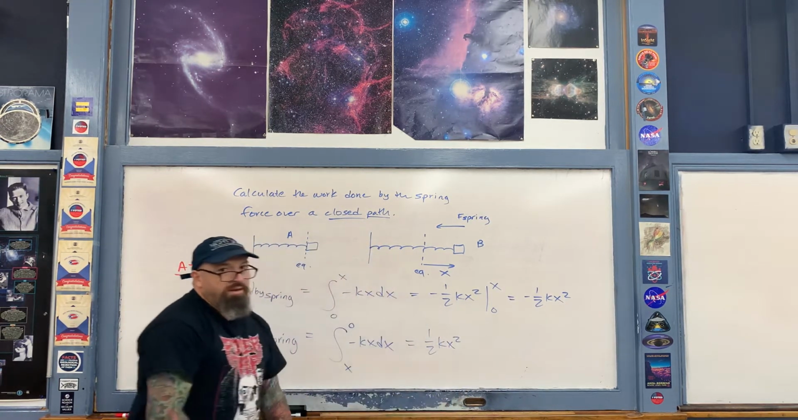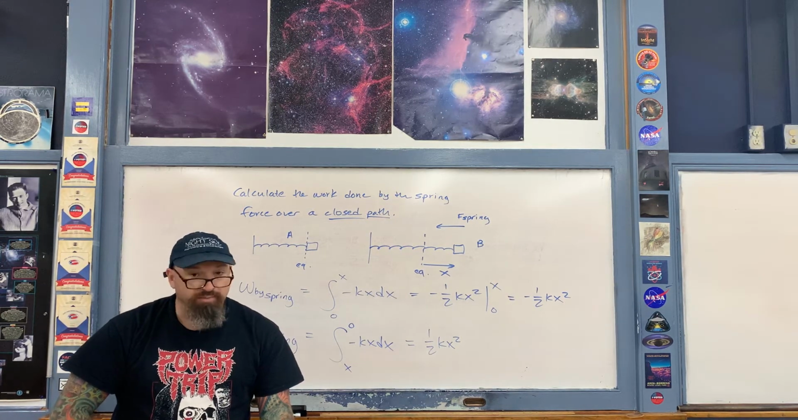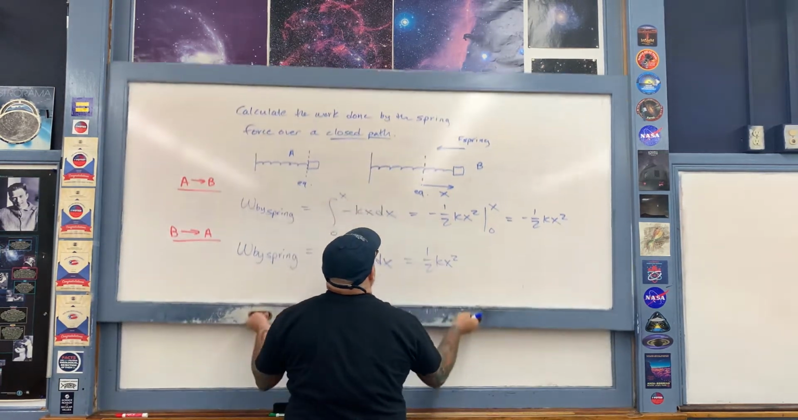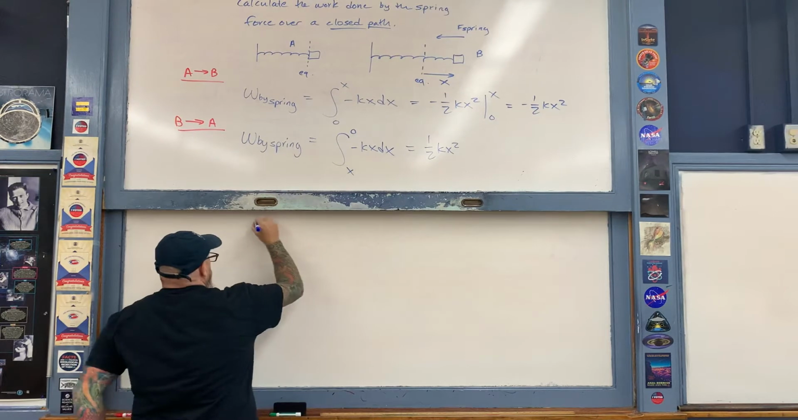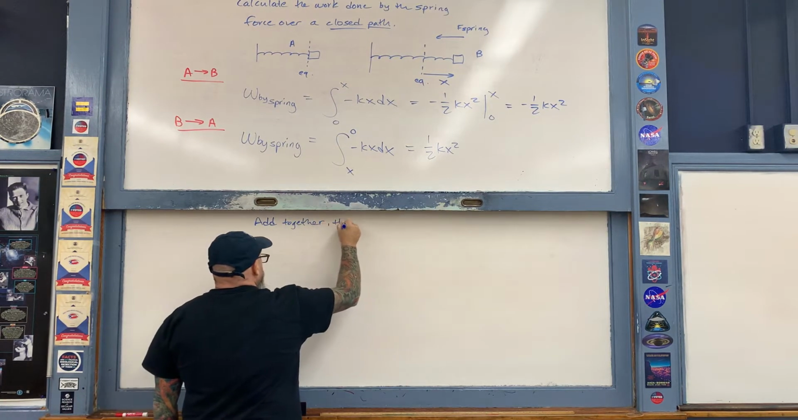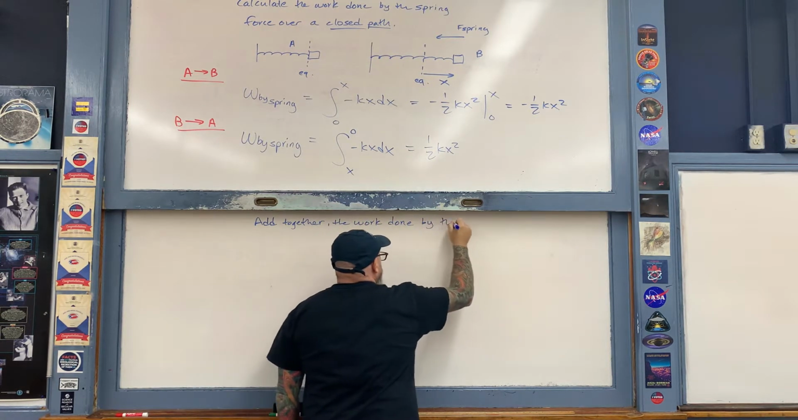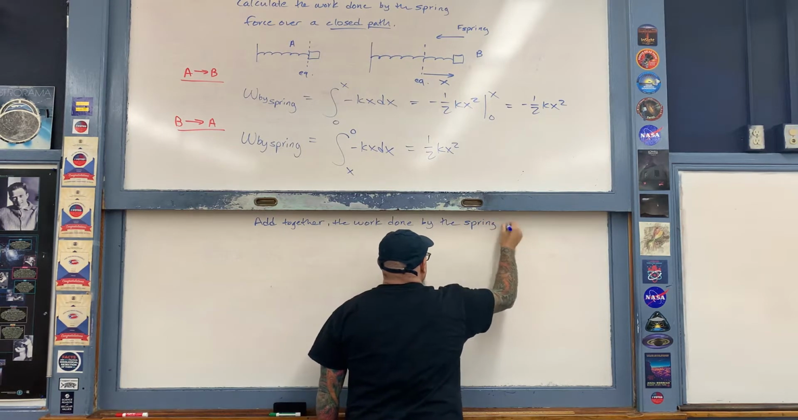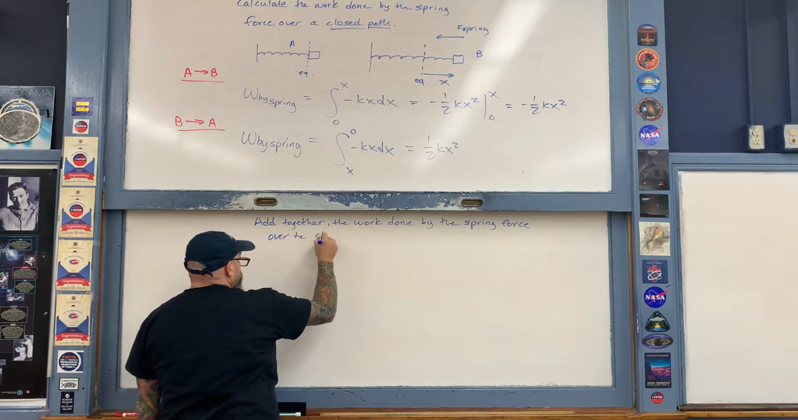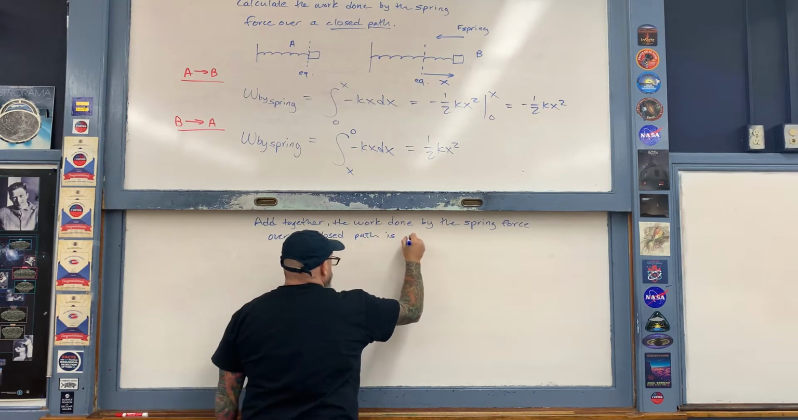Like so. So then add the two terms together to get the work done by the spring force over the closed path, and no surprise, it's equal to 0. Okay, so add together the work done by the spring force over the closed path is 0.